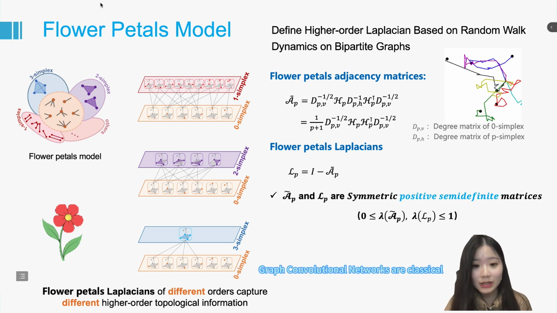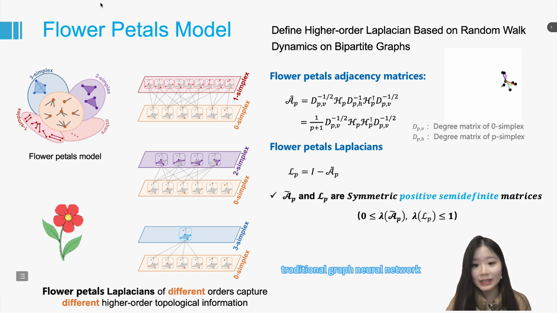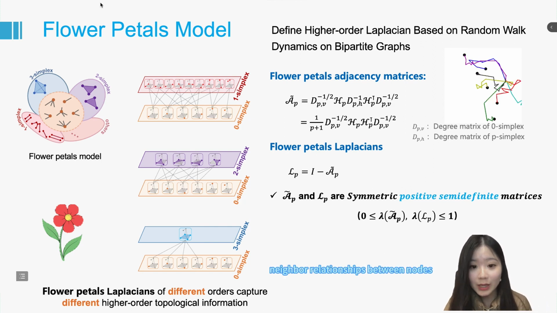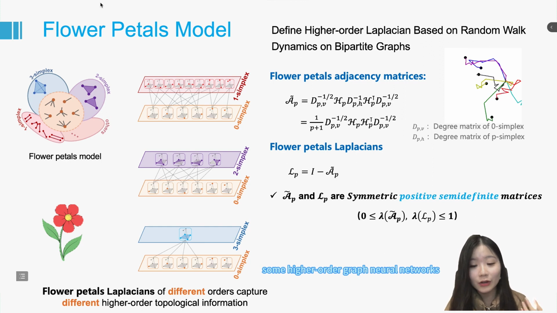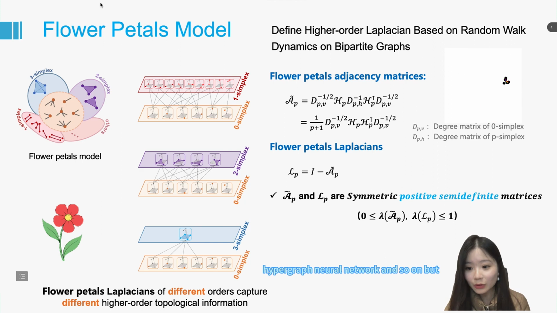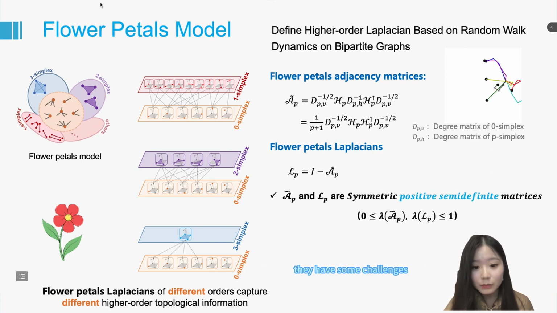Graph neural networks are famous because of their strong ability to capture the topological structures of networks. Graph convolutional networks are classical graph neural networks, which are able to capture the local neighbor relationships between nodes, so as to obtain the context information of nodes. When it comes to simplexes, there are some higher-order graph neural networks like MPSN and hypergraph neural networks and so on. But they have some challenges.